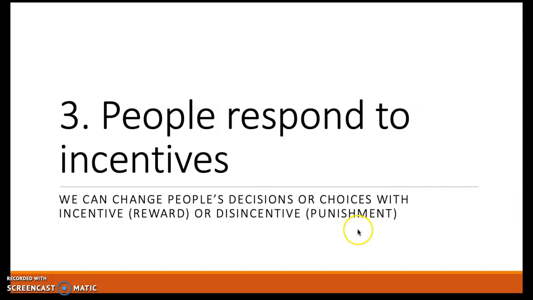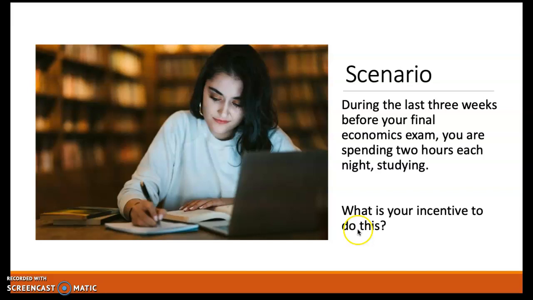Number 3, people respond to incentives. So people will react based on any rewards that they might receive or punishments that they might be trying to avoid. So let's say during the last 3 weeks before your final econ test, you spend 2 hours each night studying. Your incentive to do this could be a few different things. Maybe you just want to pass the course, and in order to pass the course, you have to pass the test. Or maybe you want to get an A in the course, so you're really putting in time to do it. Or maybe you're trying to avoid punishment from your parents because you know you might get grounded if you don't do well in the course. So people respond to incentives.